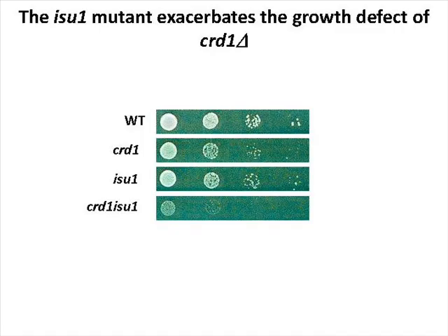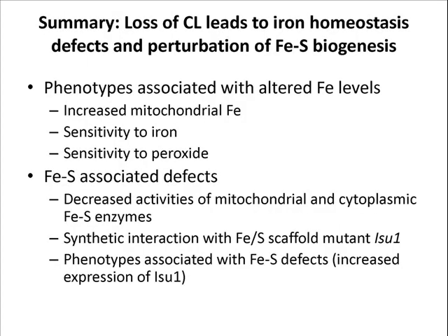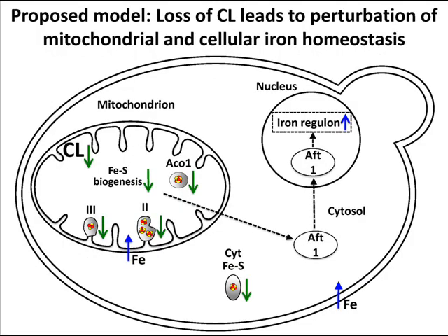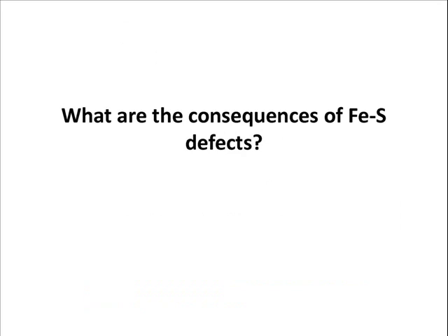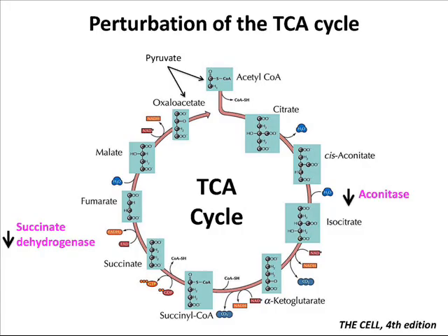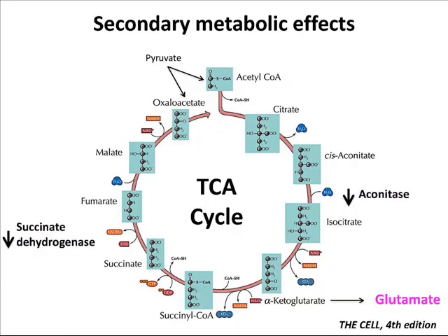So this led to the question, does the loss of cardiolipin lead to defective iron homeostasis? There are three parameters that you would expect to see if there was a defect in iron homeostasis: perturbation of mitochondrial iron, decreased growth of the CRD1 mutant on media with high iron, so it would be sensitive to iron, and also increased sensitivity to agents that induce ROS. To look at the first parameter, does CRD1 have altered iron levels? As you can see here, we're looking at mitochondrial iron. There is a small but very significant increase in mitochondrial iron in the CRD1 mutant.